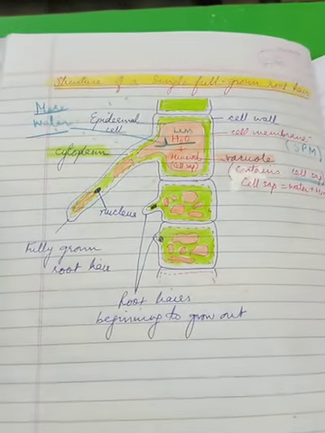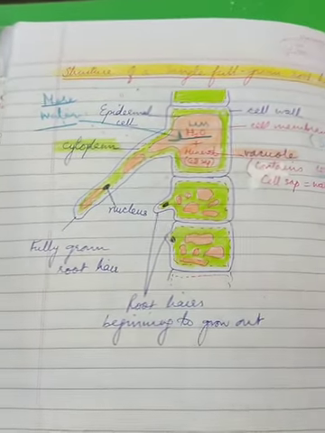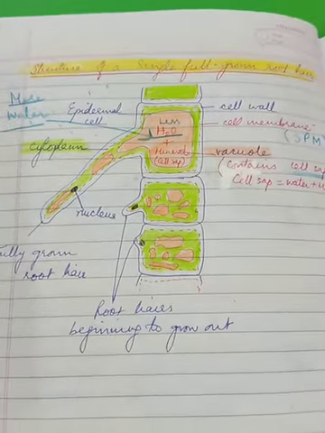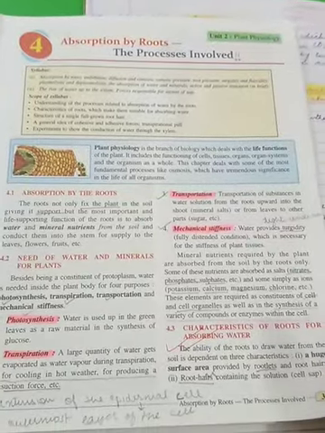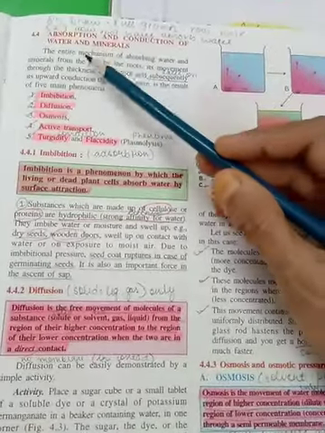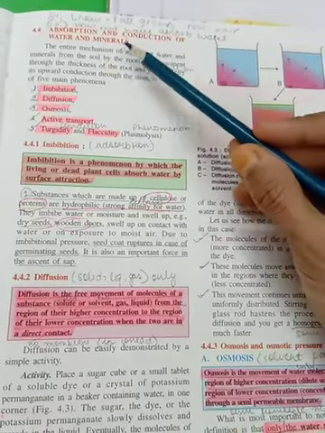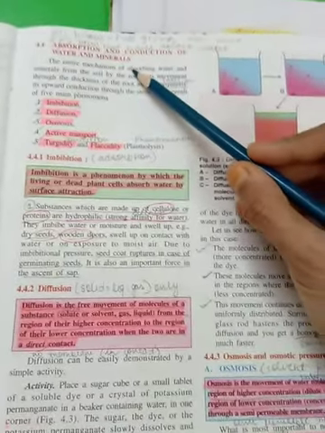You can be asked to draw also, or the drawn diagram can be given and you can be asked relevant questions. So here I have completed 2 pages of your chapter number 4. This is the first page and this is the second page. Moving to the third page, children, here we are going to start absorption and conduction of water and minerals.